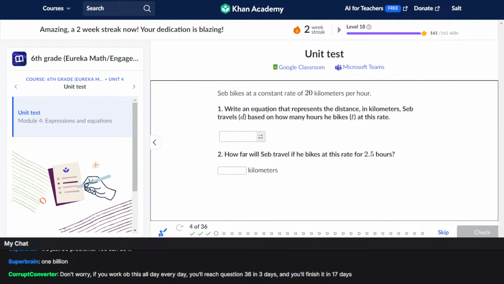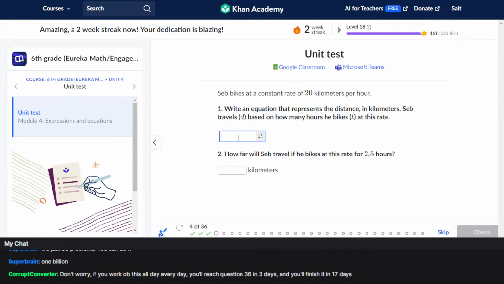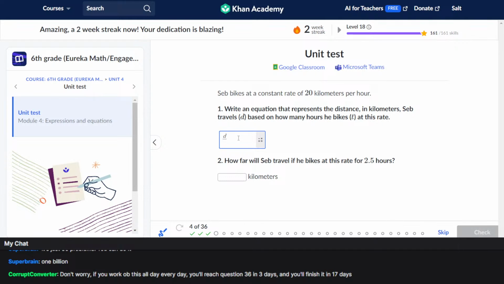No. Consider 20 kilometers per hour. Write an equation that represents the distance in kilometers Seb travels based on how many hours he bikes at this rate. Alright, distance.